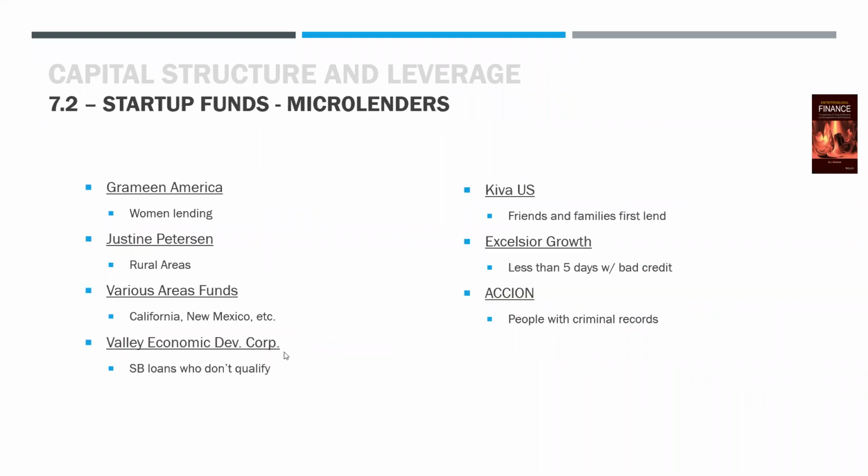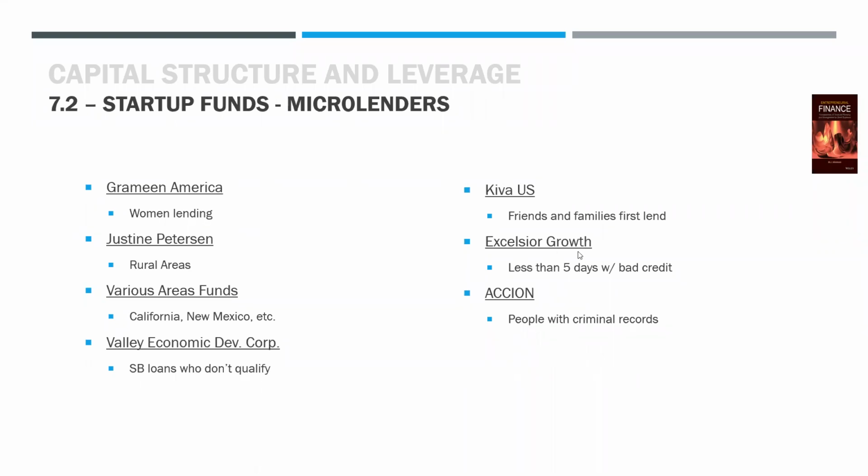So these are some of the examples of micro lenders. A company called Grameen America, which is geared toward women lending. There's Justine Peterson for areas such as this, which are more rural, as opposed to the heavily populated places like Chicago or St. Louis. The Valley Economic Development Company, if you don't generally qualify for a small business loan through the SBA, you can look there.